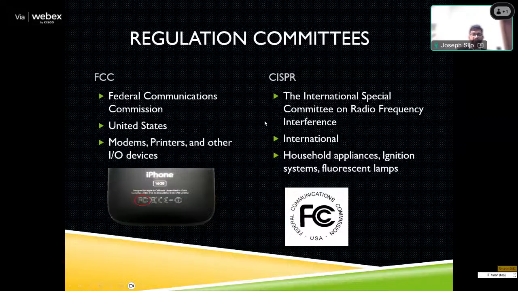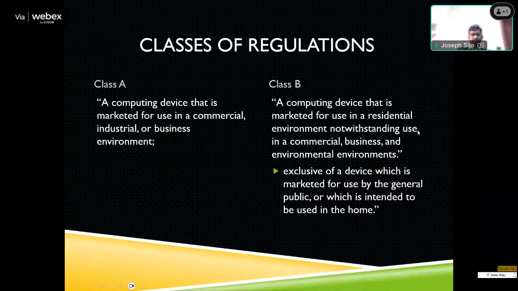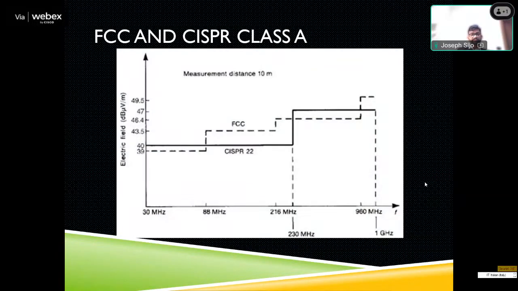They are following these standards, and they categorize them into two types: Class A and Class B. Class A is for industrial and commercial applications. Class B is focused on residential purposes, so devices marketed and used by the general public. Depending on the device, they may keep Class A even in residential applications. This is just a quick example of a Class A and Class B graph.